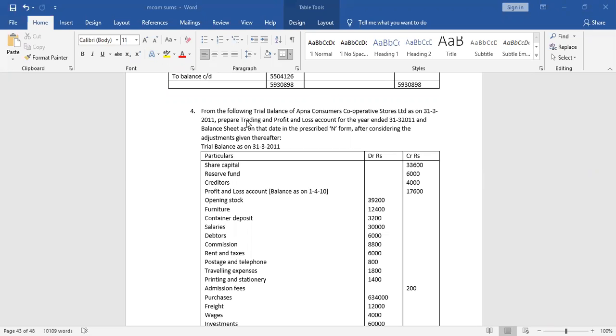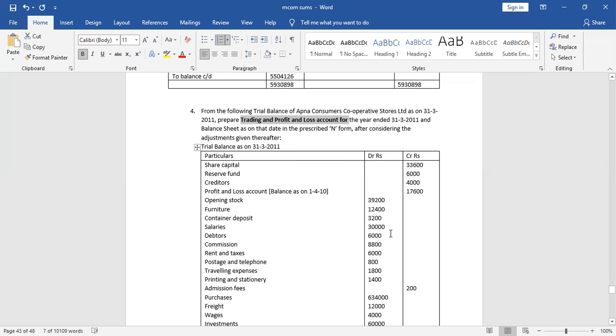See here, this is not the final accounts of a housing society. This is for the stores. So what we will be preparing here is the trading and profit and loss account, and not income and expenditure account. We will be preparing trading and profit and loss for the year ended 31/3/2011 and balance sheet on that day in the prescribed form after considering the adjustments given thereafter.